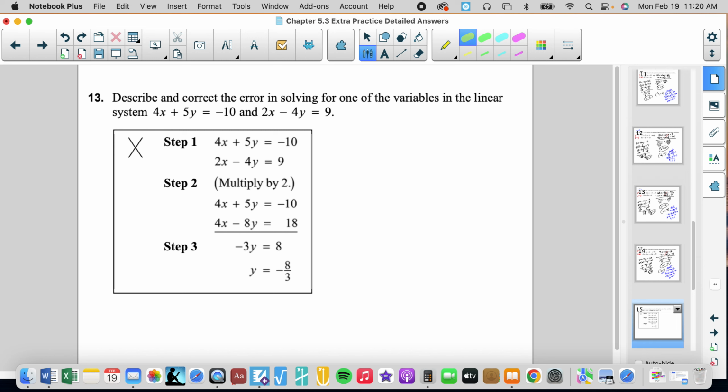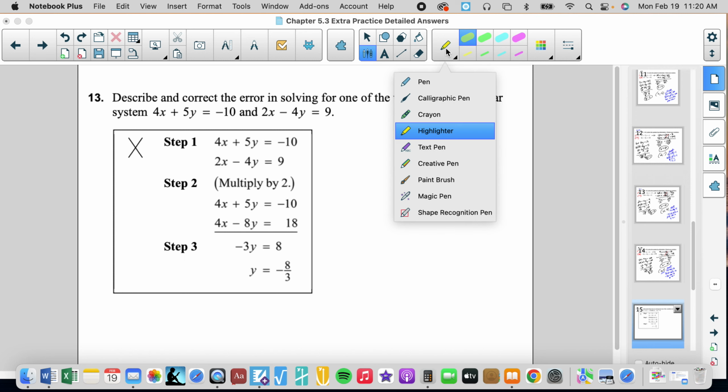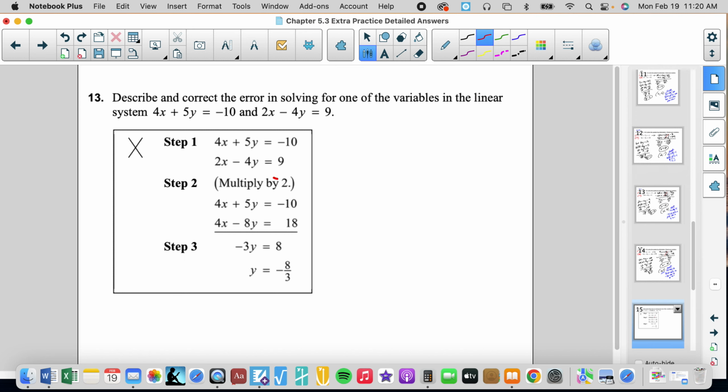So, oh, they're not opposite. These are not opposite. So I wouldn't have multiplied by 2. I would have multiplied by -2. Sorry, I was doing all the work. So I'm going to multiply this equation by -2, which gives me -4x plus 8y minus 18. Now my x's cancel, and that leaves me with 13y equals -28.